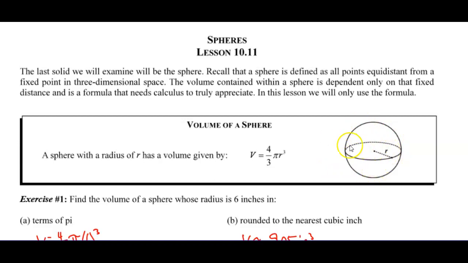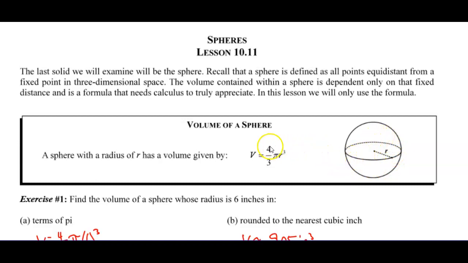So you see the cross-section in this image as a circle, but you could make that same circular cross-section through the center point in any direction that you wanted to. So there's an infinite number of circular cross-sections that are all the same with that same radius. So that same radius goes to all the surface points of the sphere.